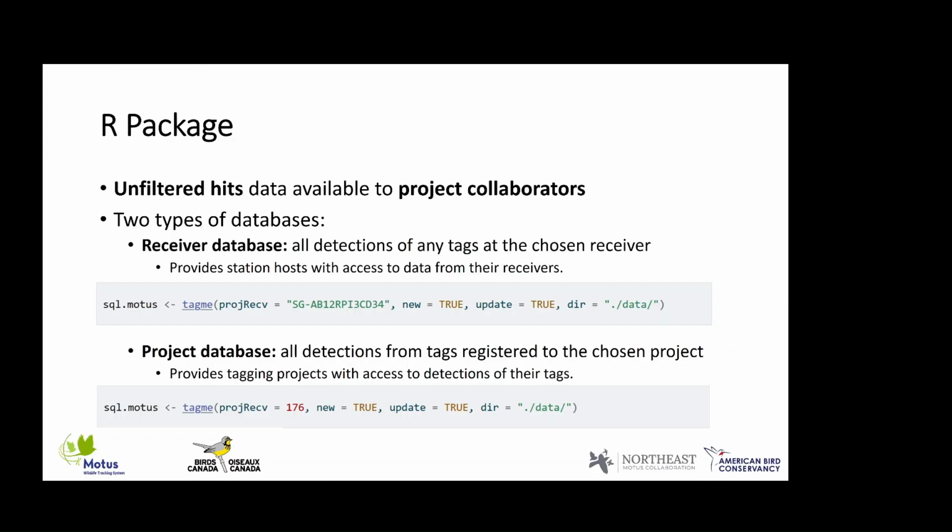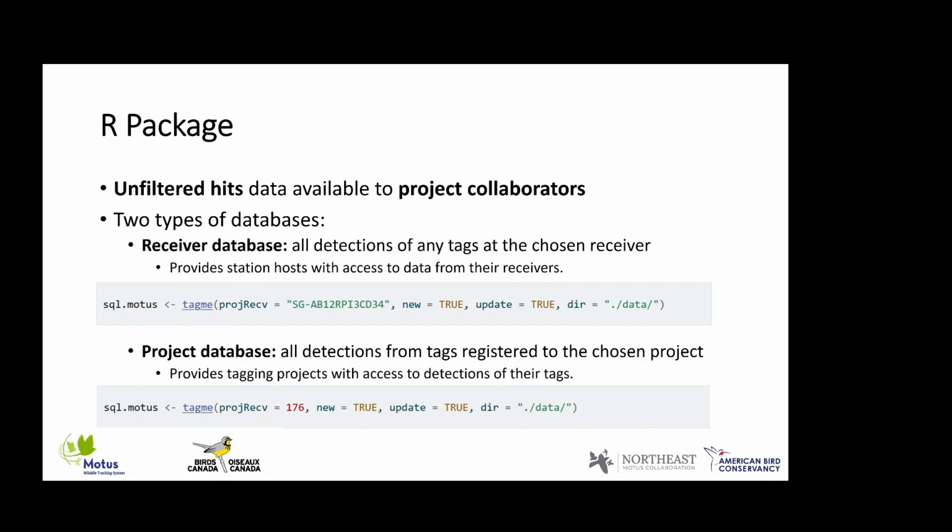Now, finally, is the R package. So this is where you get all your unfiltered granular data. So every individual hit for your station or for your tags. And those data are only going to be available for projects that you have access to through your account on Motus. So if you're trying to get access to something and it says you're not allowed, that's the reason. You're just not a collaborator on that project that has that data on it.